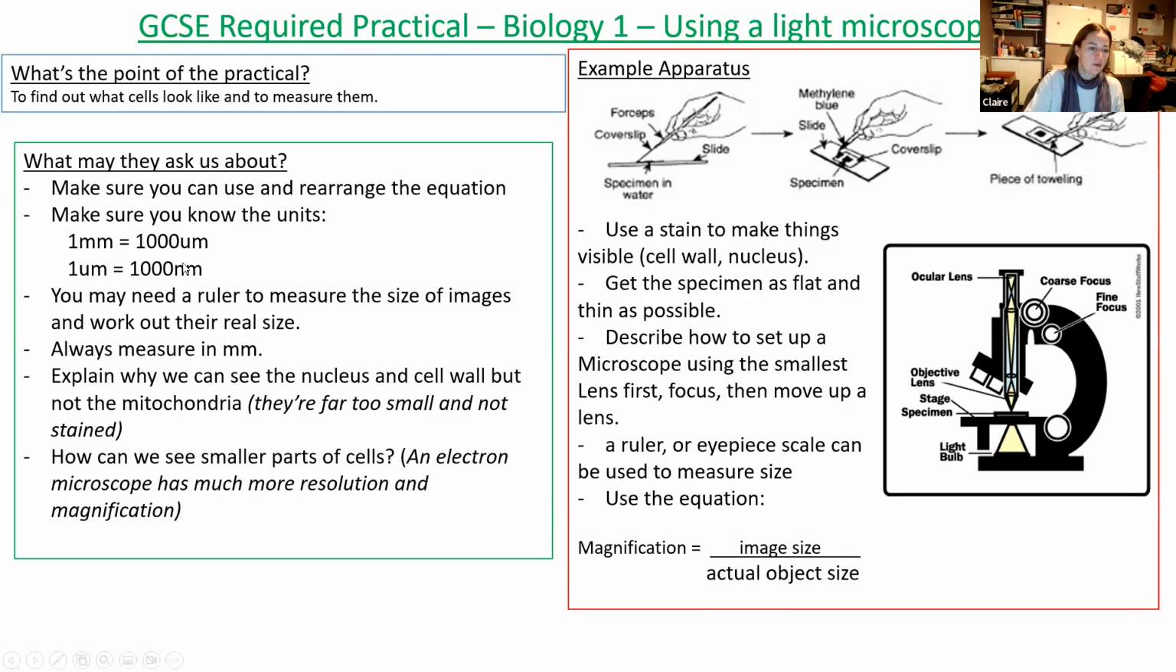When you're doing your calculation, your units must be identical. So always measure in millimeters, and your object size is generally in micrometers. I know it says U there, but I don't know where the micro bit is. Okay. If you're working in centimeters, it just adds an extra step. You've got to then convert. I always have to convert it to millimeters and then convert it to micrometers.